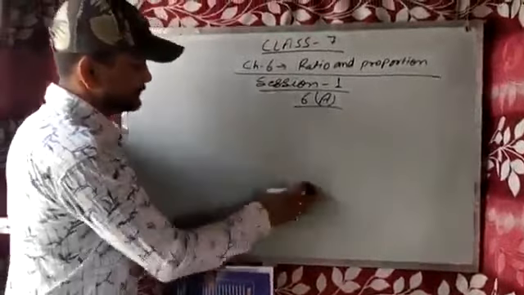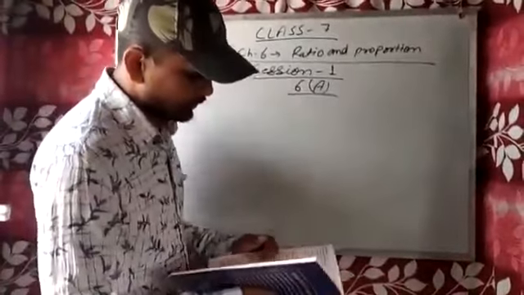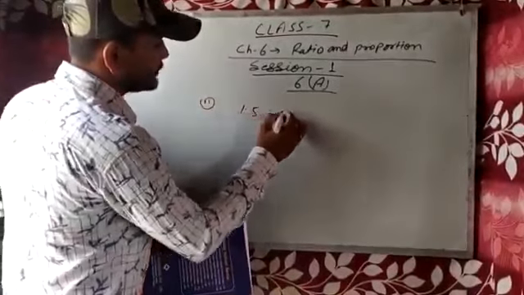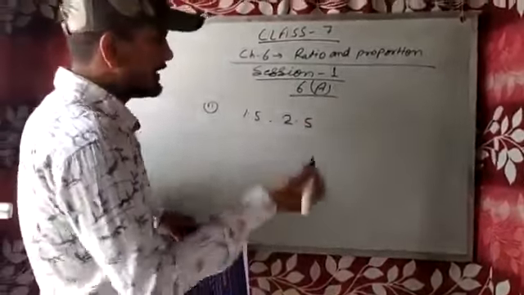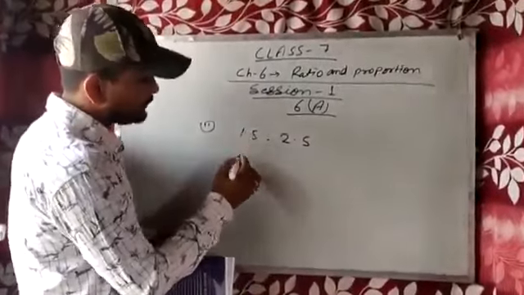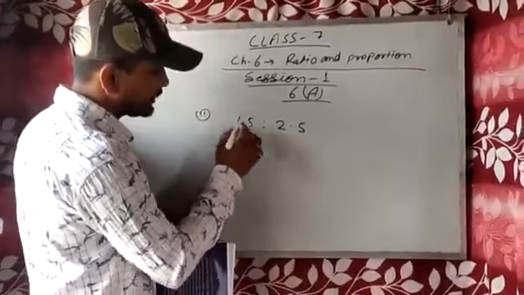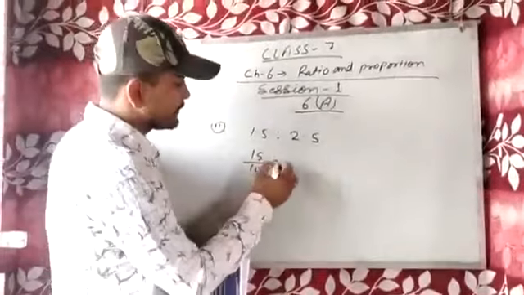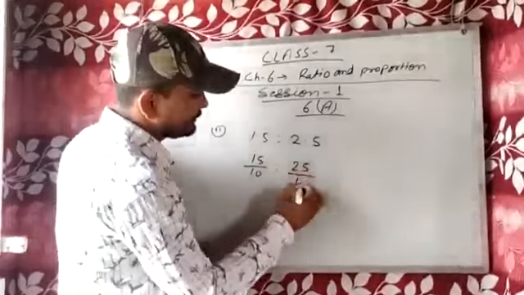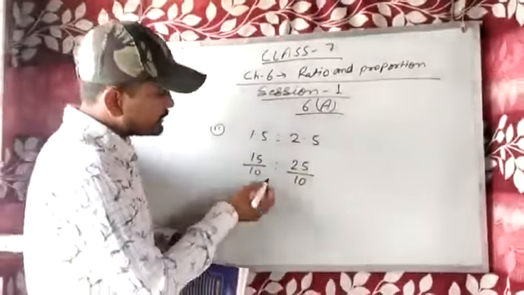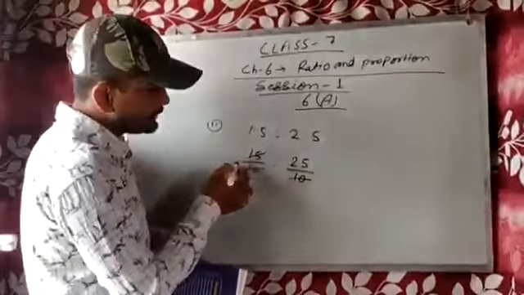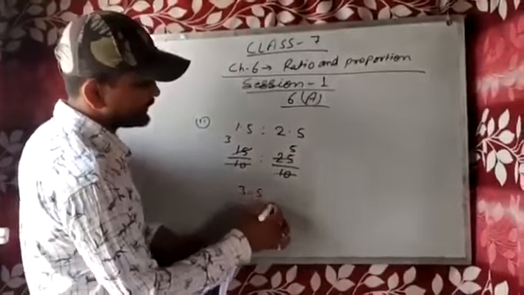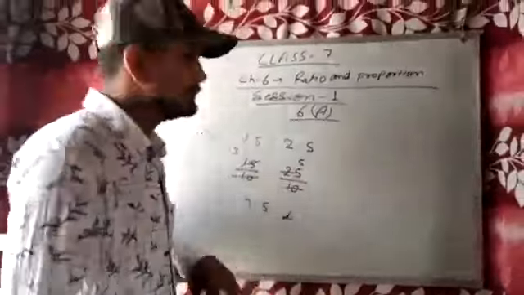Okay, 1.5 is to 2.5. Okay, that one is also very easy. In place of 1.5 we can write 15 by 10. Okay, because I will remove the point from here, and in place of point I can write by 10, is to 25 by 10. Okay, now see, we can cut 10 to 10, 5 3s are 15, 5 5s are 25, so the answer is 3:5.